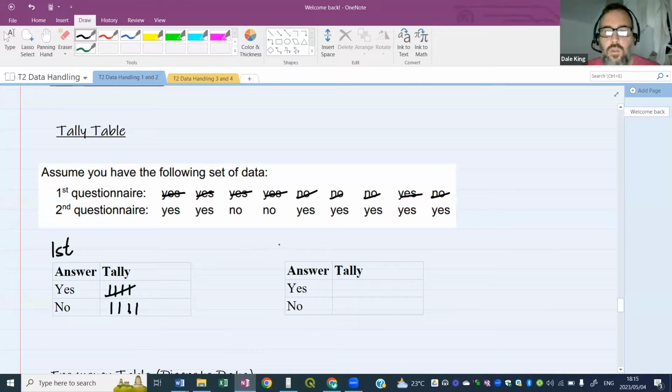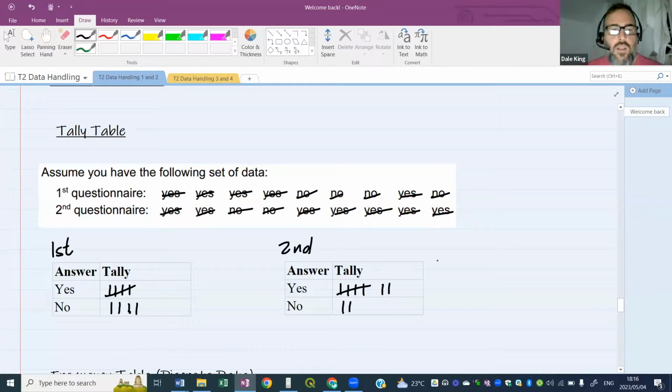And then I'm going to do it for the second questionnaire. And I'm going to count the yeses first again. So 1, 2, 3, 4, 5, 6, 7 yeses. And let's mark the tally down. So 1, 2, 3, 4. Every fifth one is a diagonal line. And then we start again. 1, 2. Okay. Now we're going to count the no's. 1, 2. And then put 2 marks down in the no row.